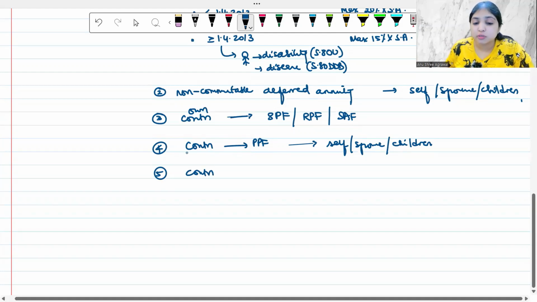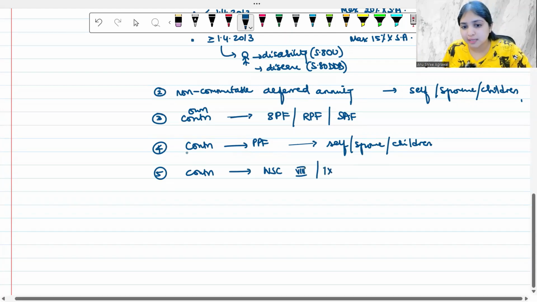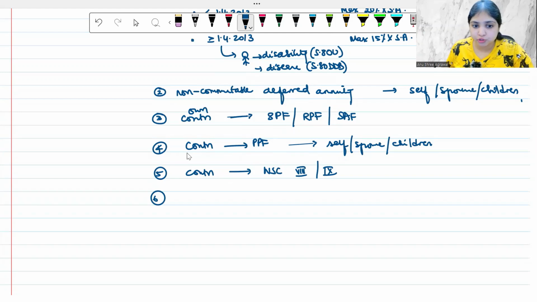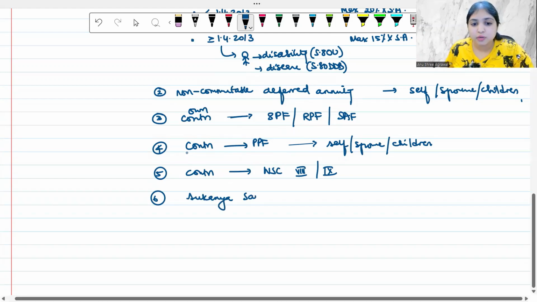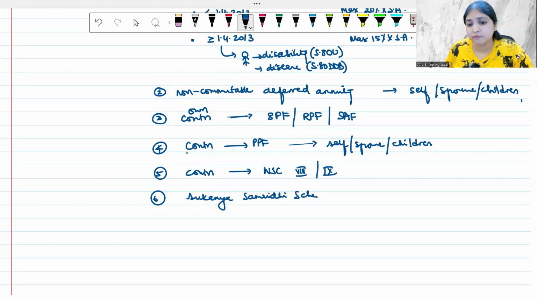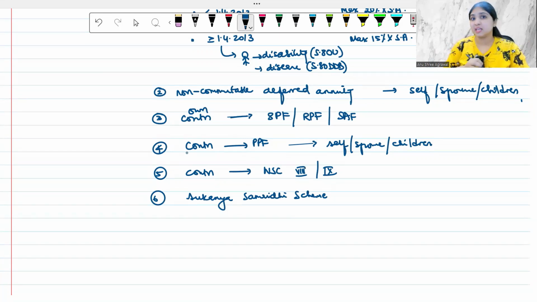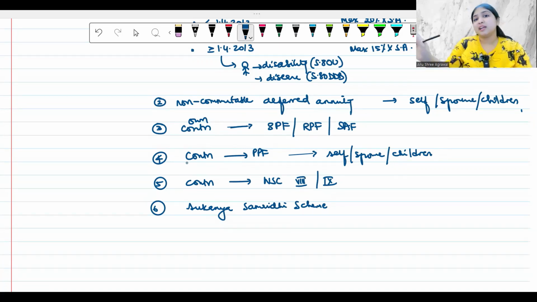Then if the assessee subscribes to NSC, National Savings Certificate, either the 8th issue or the 9th issue, even this fits under Section 80C. Then number 6, if the assessee makes any contribution to the Sukanya Samriddhi scheme. Now, Sukanya Samriddhi scheme is a scheme wherein the assessee saves money in the name of a girl child, either the assessee's own daughter or any other girl child for whom the assessee happens to be legal guardian. So, the assessee can simply open the Sukanya Samriddhi account in the name of some girl child, and whatever the assessee contributes to the Sukanya Samriddhi scheme is going to help the assessee enjoy Section 80C deduction.